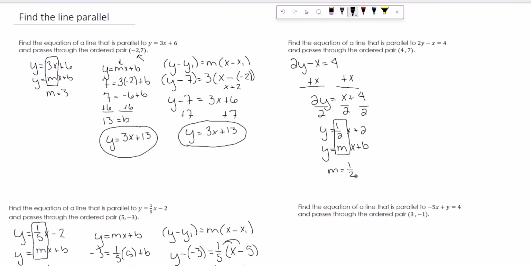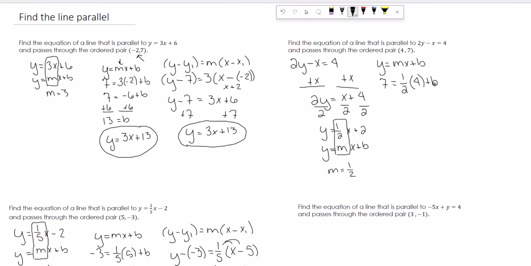Now we need to find the line that has a slope of 1/2 that goes through the ordered pair (4, 7). Let's do it the easy way first. y = mx + b. We know our y, that happens to be 7. I'm getting it from the ordered pair. Our slope is 1/2. Our x value is 4, plus b.